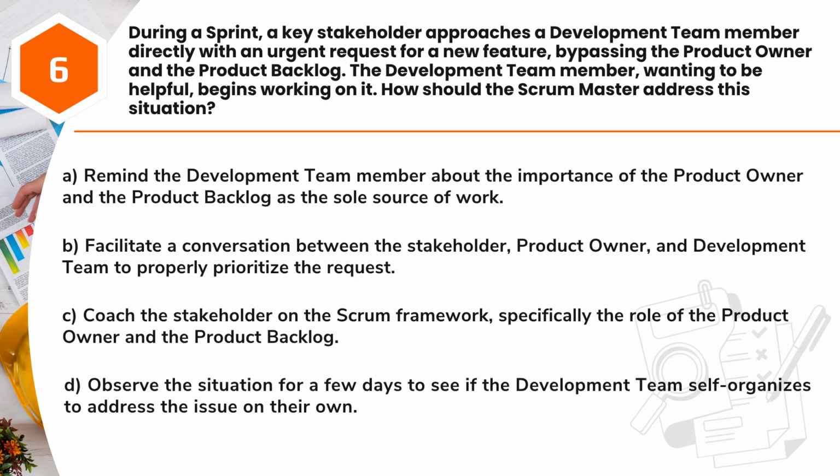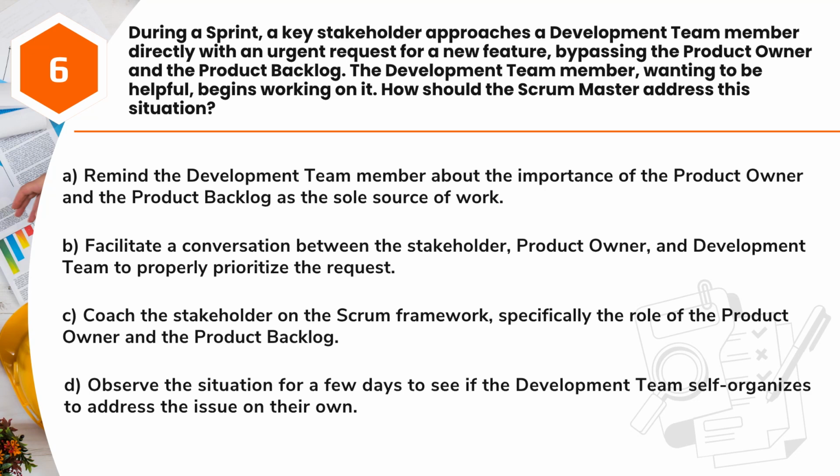Question 6. During a sprint, a key stakeholder approaches a development team member directly with an urgent request for a new feature, bypassing the product owner and the product backlog. The development team member, wanting to be helpful, begins working on it. How should the Scrum Master address this situation?